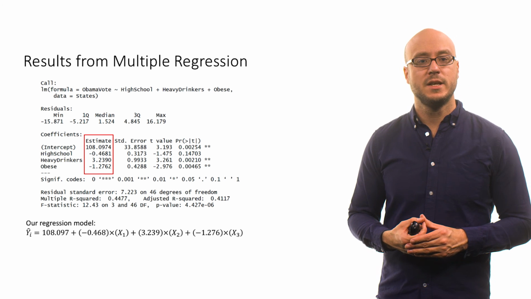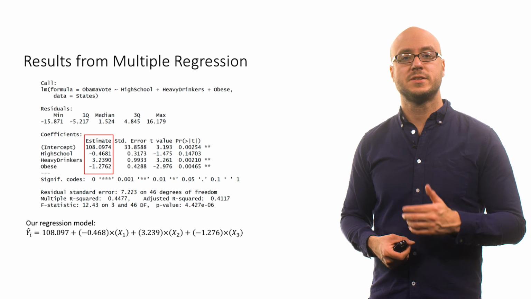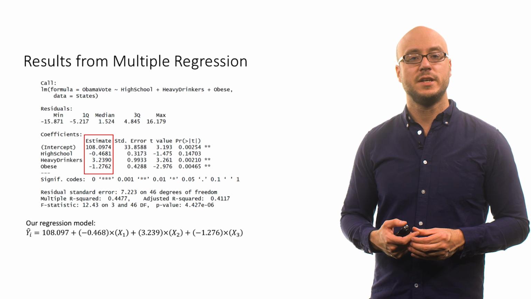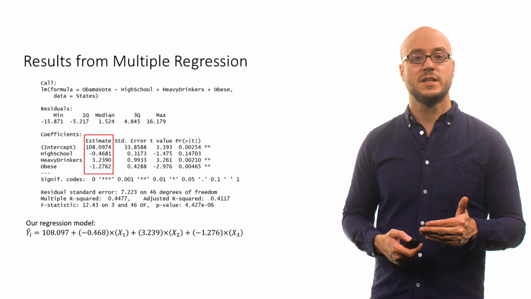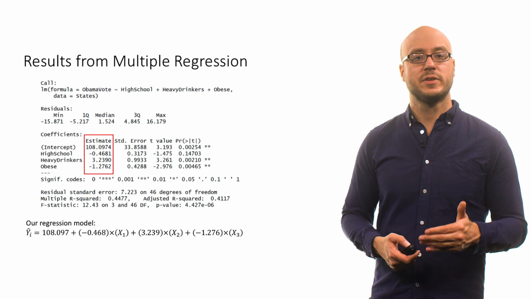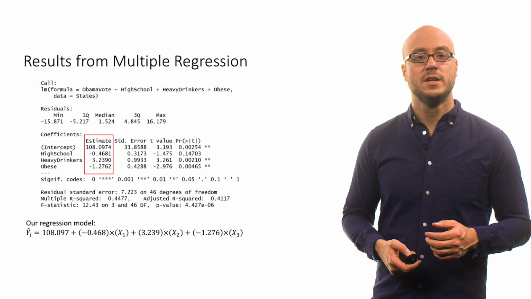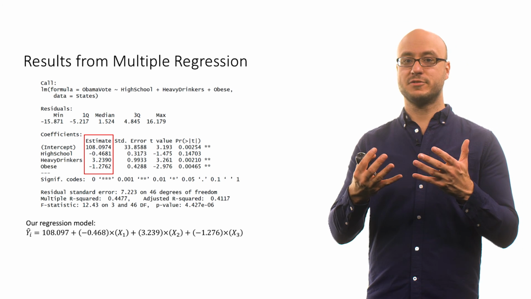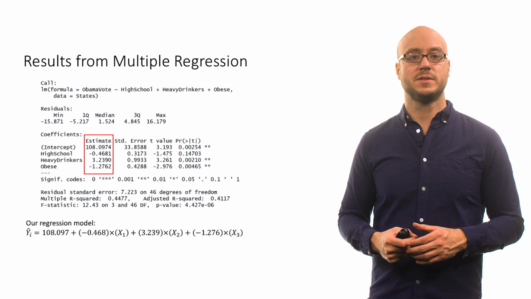And so we can see that our regression model has an intercept and these three different partial regression coefficients. Now what's interesting here is that in terms of statistical significance, the percent of heavy drinkers and the percent obese are statistically significant. So this model suggests that states with a higher percentage of heavy drinkers tended to vote for Obama, controlling for the other variables in the model.